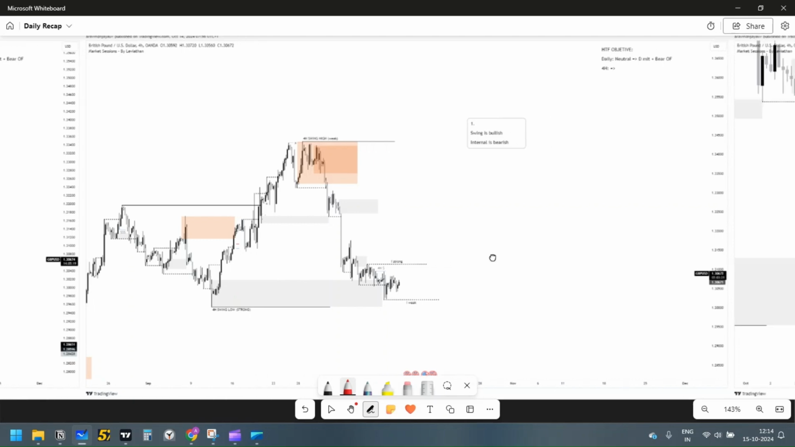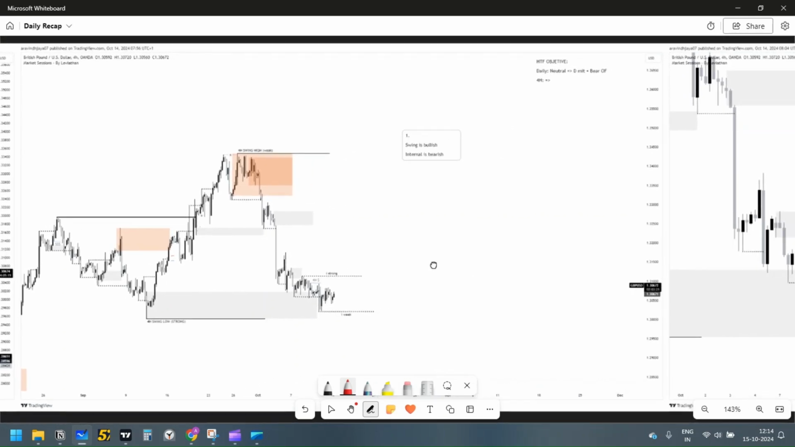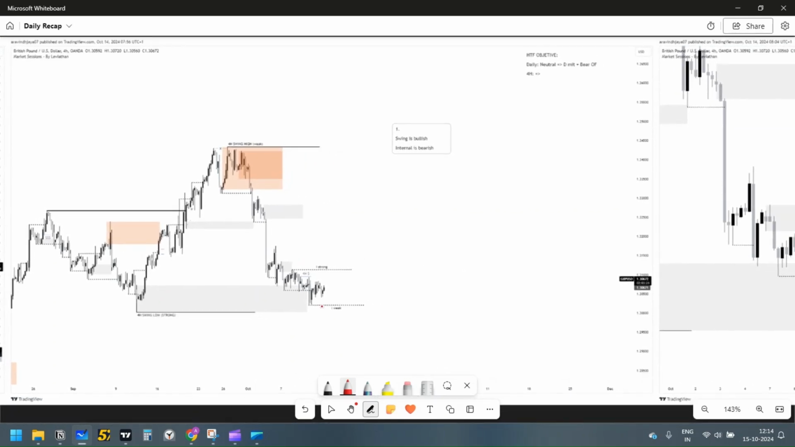So coming to the 4 hour chart, the 4 hour swing structure is bullish, the internal is bearish. So what can I expect? Price has mitigated the 4 hour demand and the internal is still bearish. So I can expect the price to push up to make a bullish IDM to start the run leg. But I can just play the price action and not expect it.